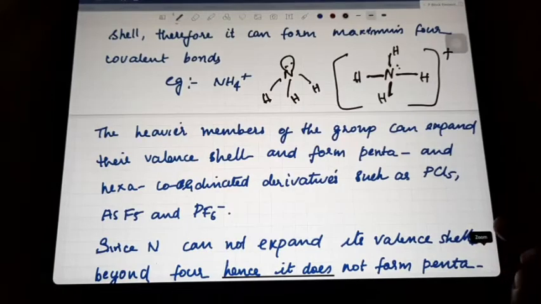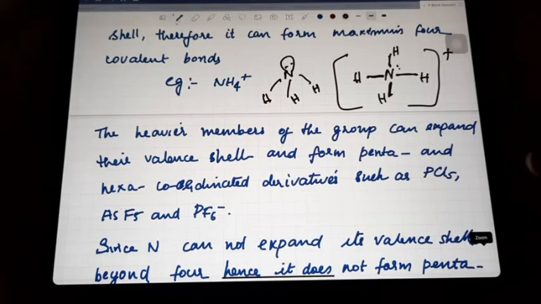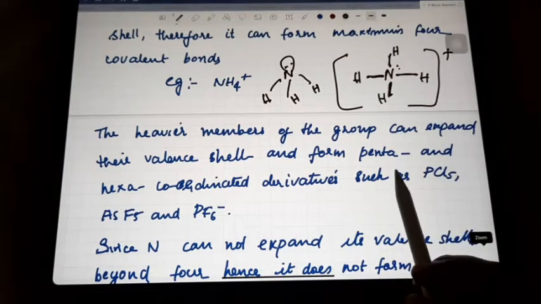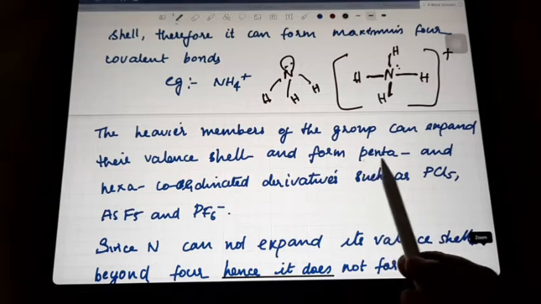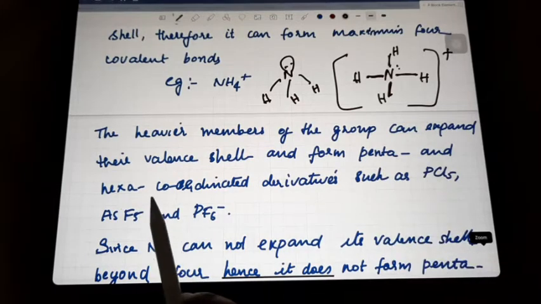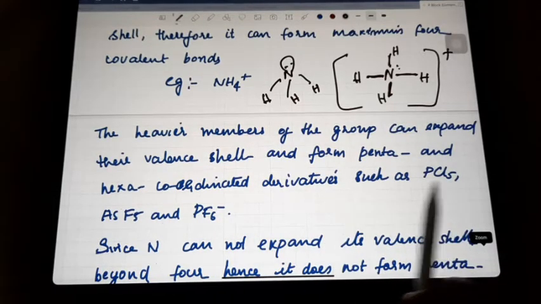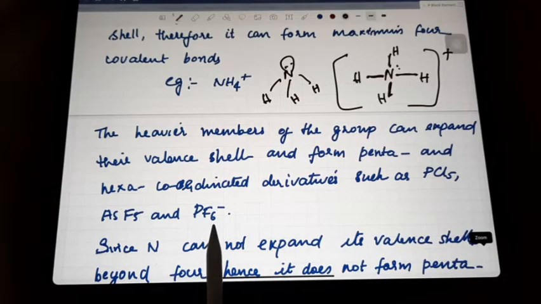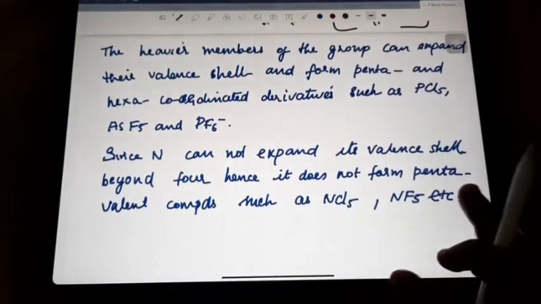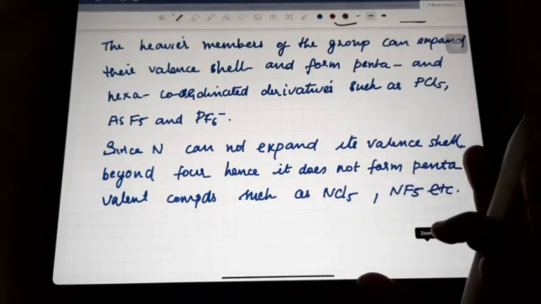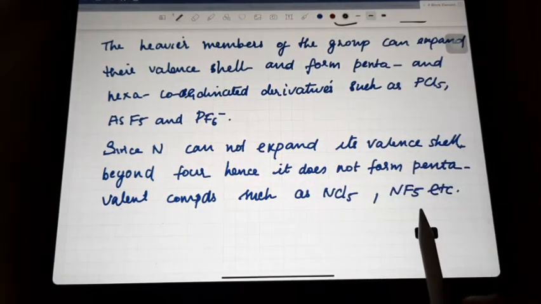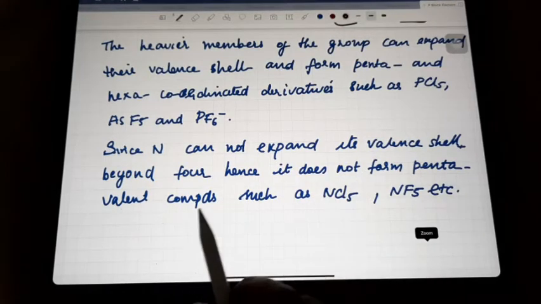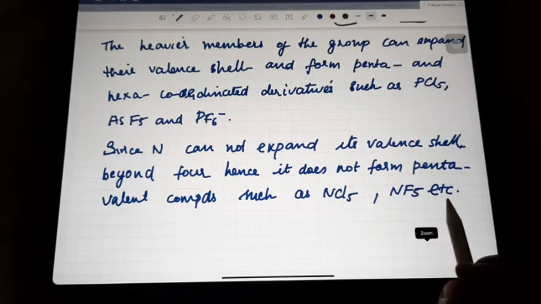But in the case of heavier members of the group, as I said early, it is easy to expand because of the d orbitals. So automatically their covalency is extended. Because of that extension, it is easy for heavier elements of this group to form penta and hexa coordinated derivatives such as PCl5, AsF5 and PF6 minus. But in the case of nitrogen, there is no chance of d orbitals. That's why no expansion is possible. So the maximum covalency is 4. That's why it does not form pentavalent compounds NCl5 and NF5.